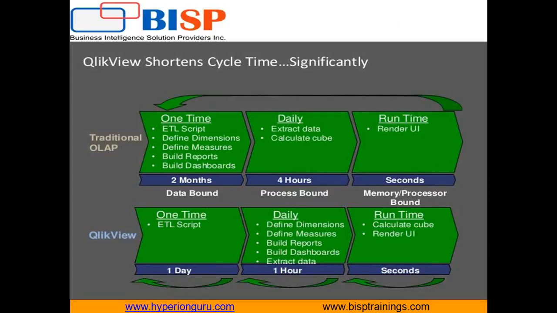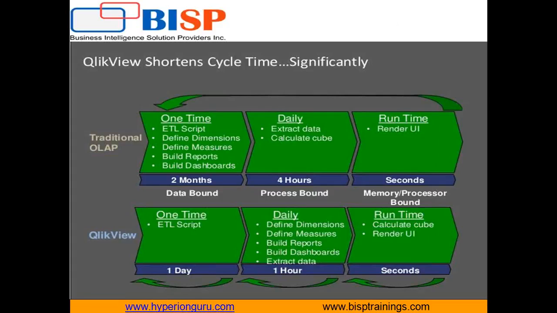Okay, so let's see why we need QlikView and what the time utilization or time complexity involved in using QlikView is in comparison to the traditional OLAP. With traditional OLAP, we do the ETL scripting, defining dimensions, measures, building reports and dashboards as a one-time activity, but it would take about 2 months. Whereas in QlikView, the entire ETL script, meaning which tables to import from which data sources, can be decided and written within a day. It takes about 4 hours in traditional OLAP to extract data and calculate the cubes, whereas in QlikView, defining dimensions, measures, building reports, dashboards, and extracting data wouldn't take more than 1 hour, and it's done in a much more user-friendly manner than the packaging and deploying methodologies that we follow in traditional OLAP.